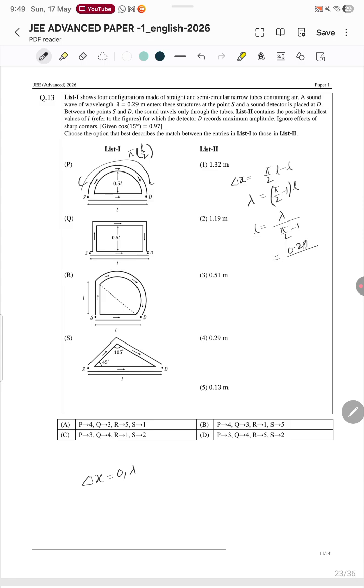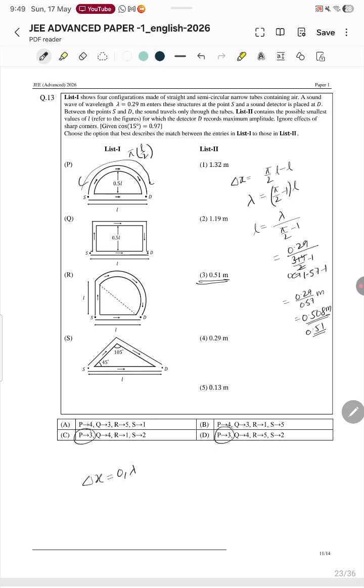Lambda is 0.29. For pi by 2, we will take 3.14 by 2, because they have not mentioned anything, minus 1, which will give us 1.57 minus 1, which will yield 0.29 divided by 0.57 meter. If I simplify this, I will get 0.508 meter, which will give us 0.51, which is the third option. So P, third, we got in option C and option D.